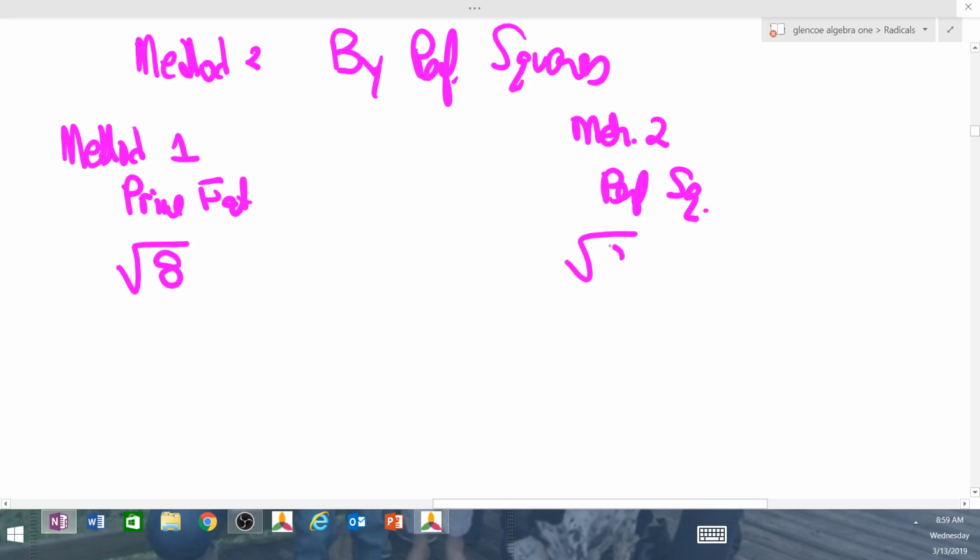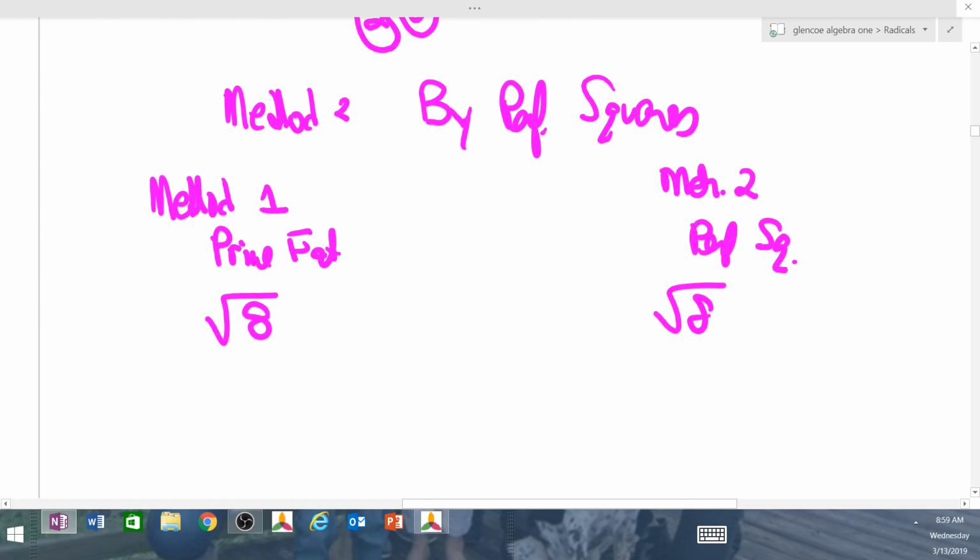Radical 8. Does everybody have your perfect square sheet in front of you? It's in your notes as well. Did you all see where I listed them for you in your notes? Yes? Do you want me to give you the page number again? Your perfect squares are on page 5. 4, 9, 16, 25. Okay? You with me? Yes? All right.